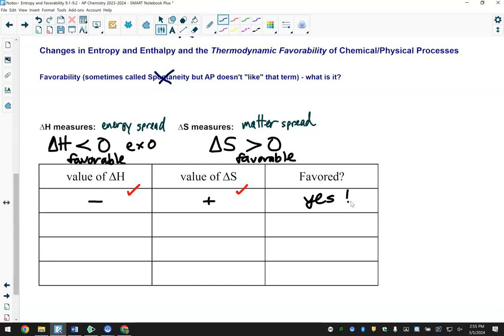Not to quote Hannah Montana or whatever, right? Isn't that something like that? Hannah Montana, best of both worlds, whatever.